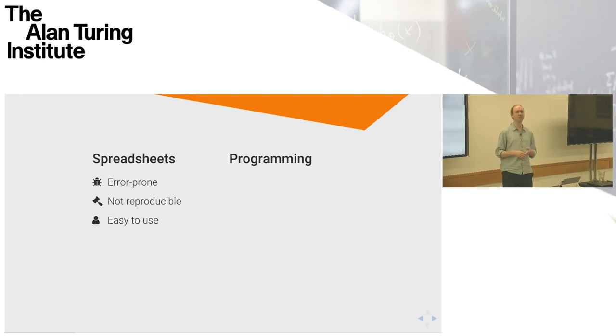They're error-prone. There's a famous economics paper where they made an off-by-one error when calculating some sums of columns, and as a result, they got the wrong numbers. It's also not reproducible, because when you're working with a spreadsheet, you're actually modifying the data, so there's no reproducible trace of what you've done. But the nice thing is that everyone can use spreadsheets.